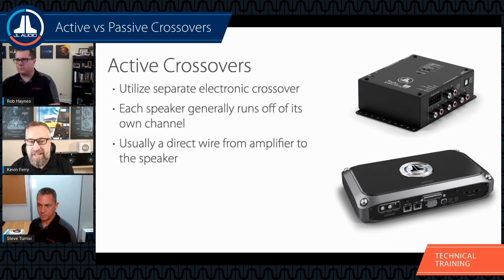So that's kind of why I say usually it is a direct wire from your amplifier to the speaker, but sometimes you do have the ability to have some sort of tweeter protection that you can go ahead and put in, like the C7s on there.